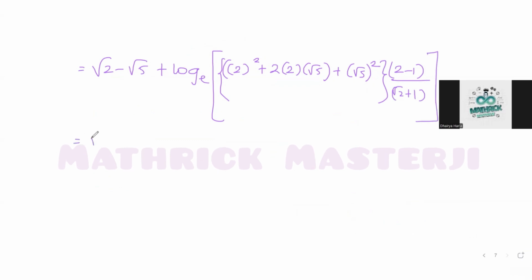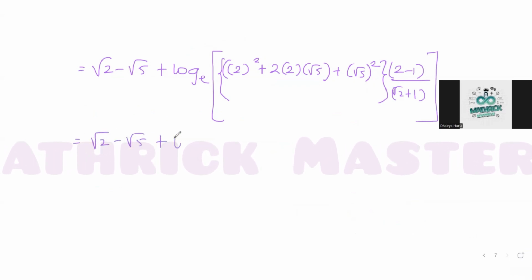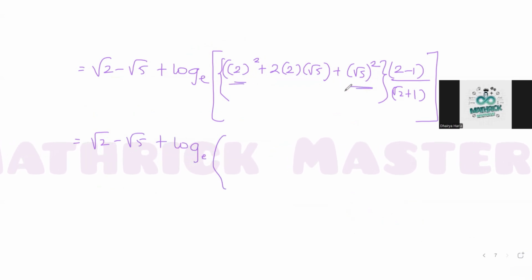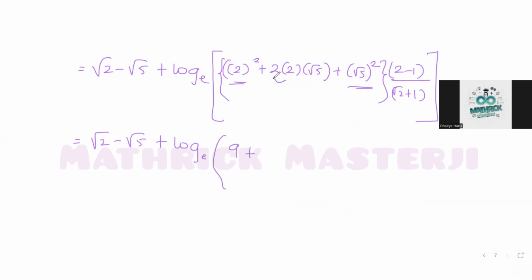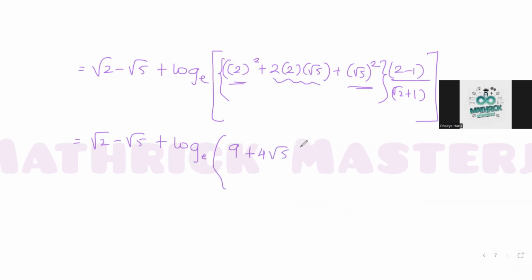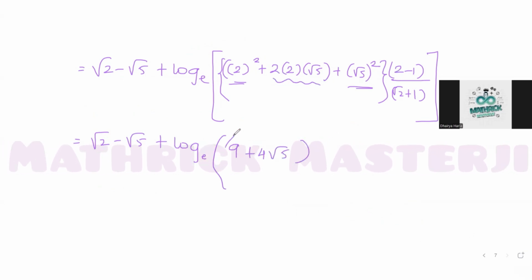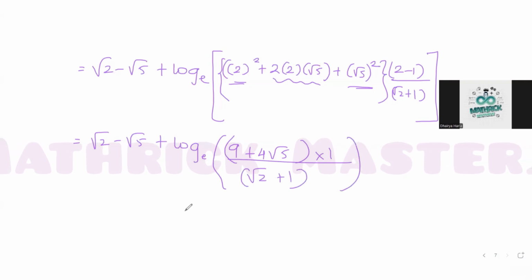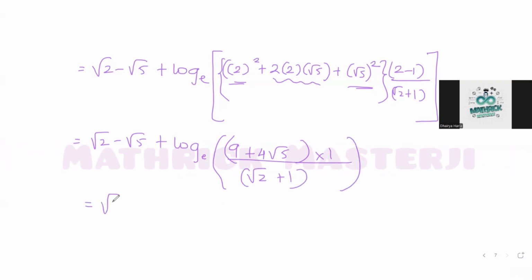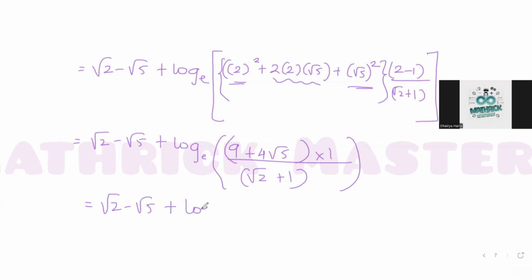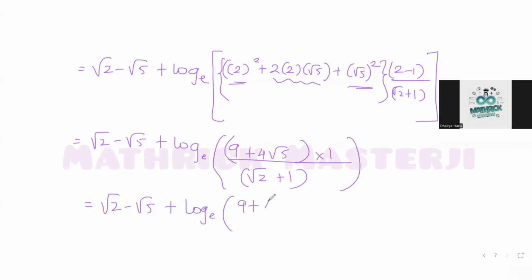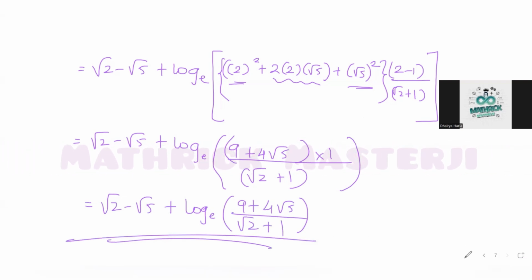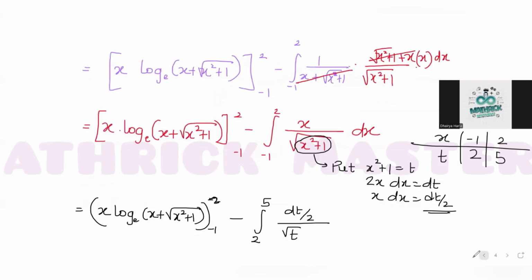So if I see here, I get root 2 minus root 5 plus log base e, 4 plus 5, which is 9, plus this becomes 4 root 5. 2 minus 1, so multiplied with 1, divided by root 2 plus 1. So from here I get root 2 minus root 5 plus log base e, 9 plus 4 root 5 divided by root 2 plus 1. So this is my entire answer for this question.